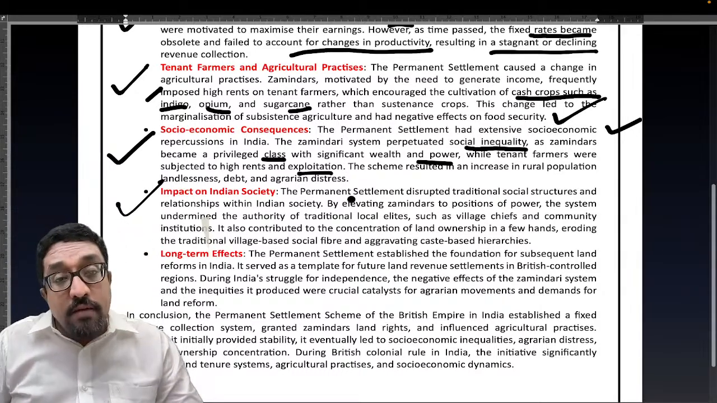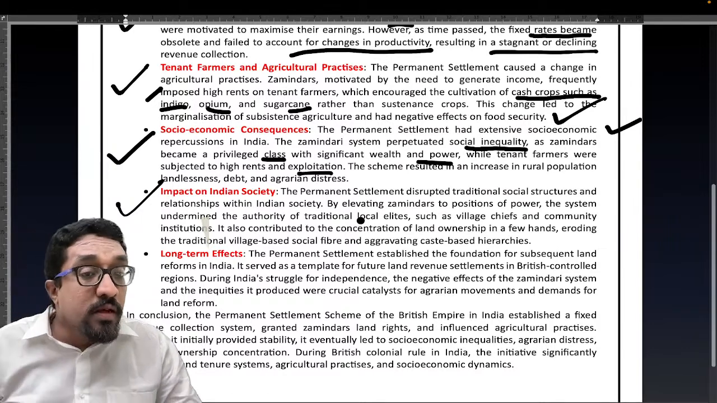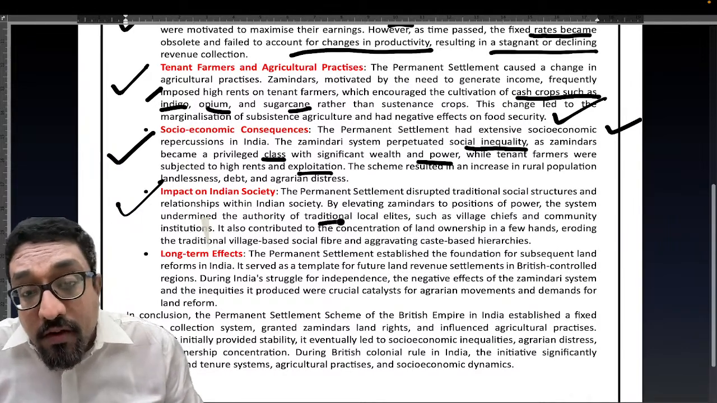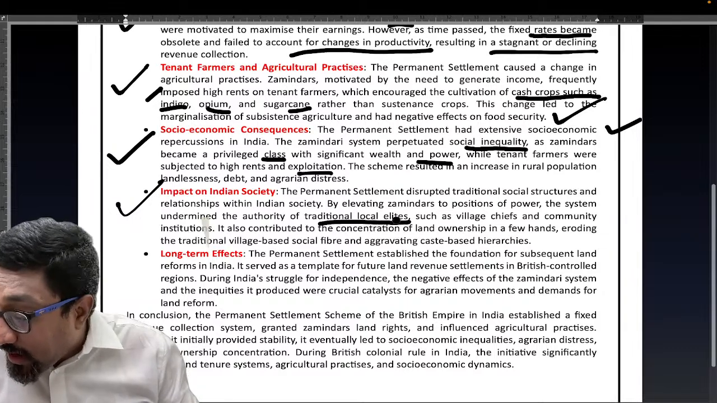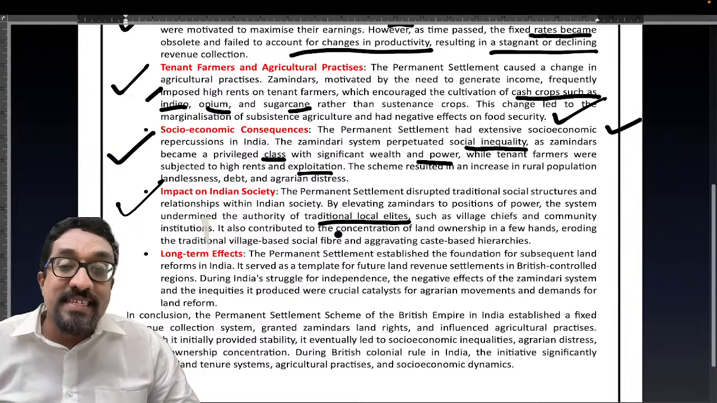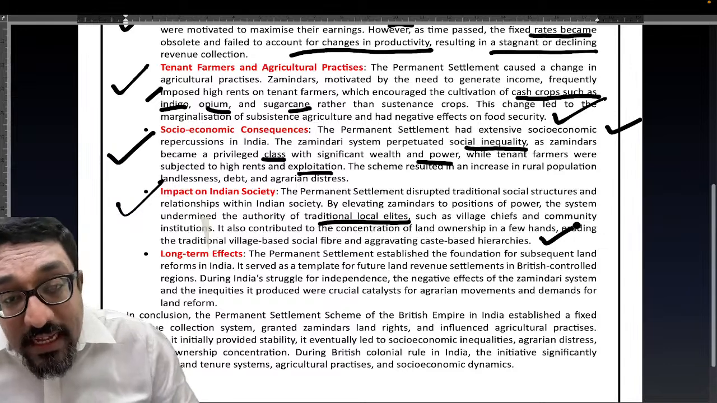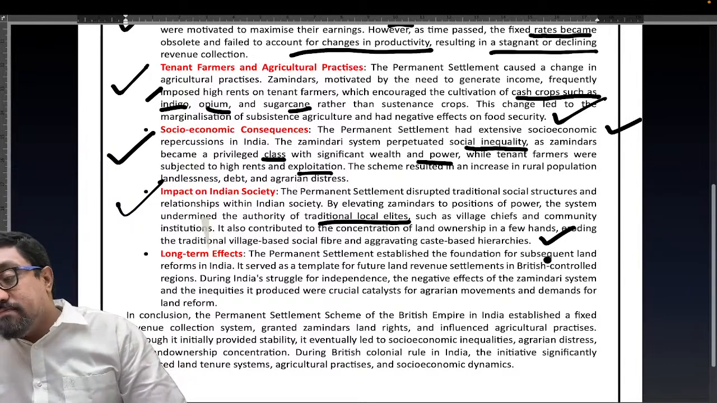Next, permanent settlement's impact on society. Permanent settlement disrupted traditional social structures. The system undermined the authority of the traditional local elite, right? It created a new elite, removed the old elite, eroding the traditional village-based social fabric and aggravating caste-based hierarchies.